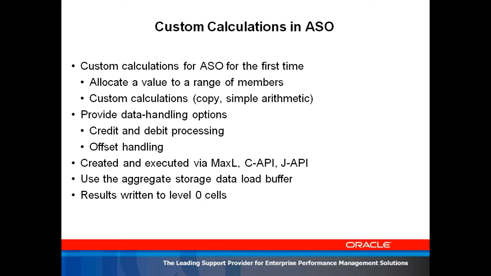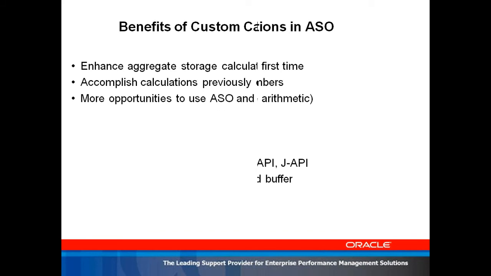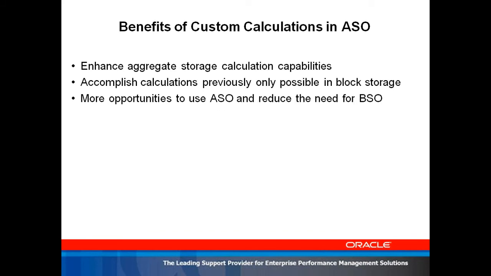And you create and execute these calculations using MaxL or the C or Java APIs. These calculations use the aggregate storage load buffer when executed, and the results of the calculations are stored in level 0 cells. So the benefits are that now you can use procedural calculations in ASO databases that were previously only available with BSO. And it gives you another opportunity to take advantage of the scalability and performance capabilities that the aggregate storage model offers.